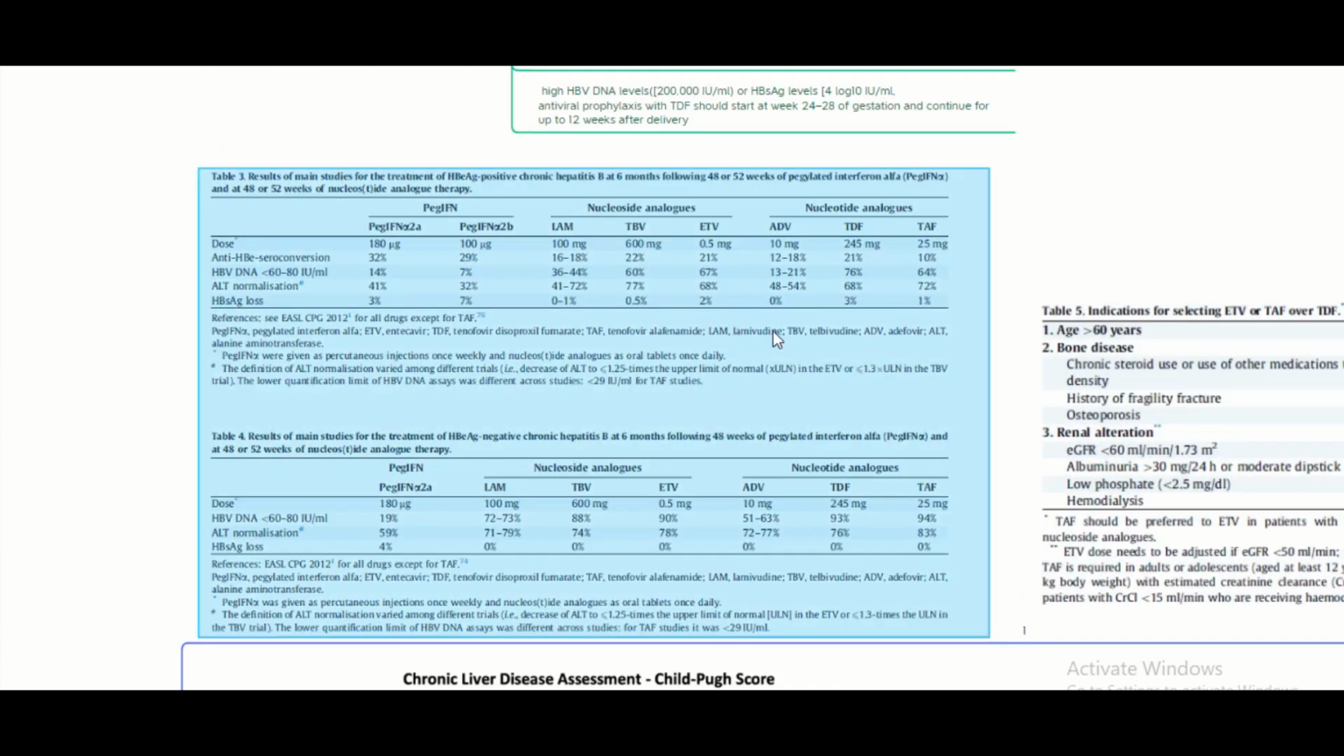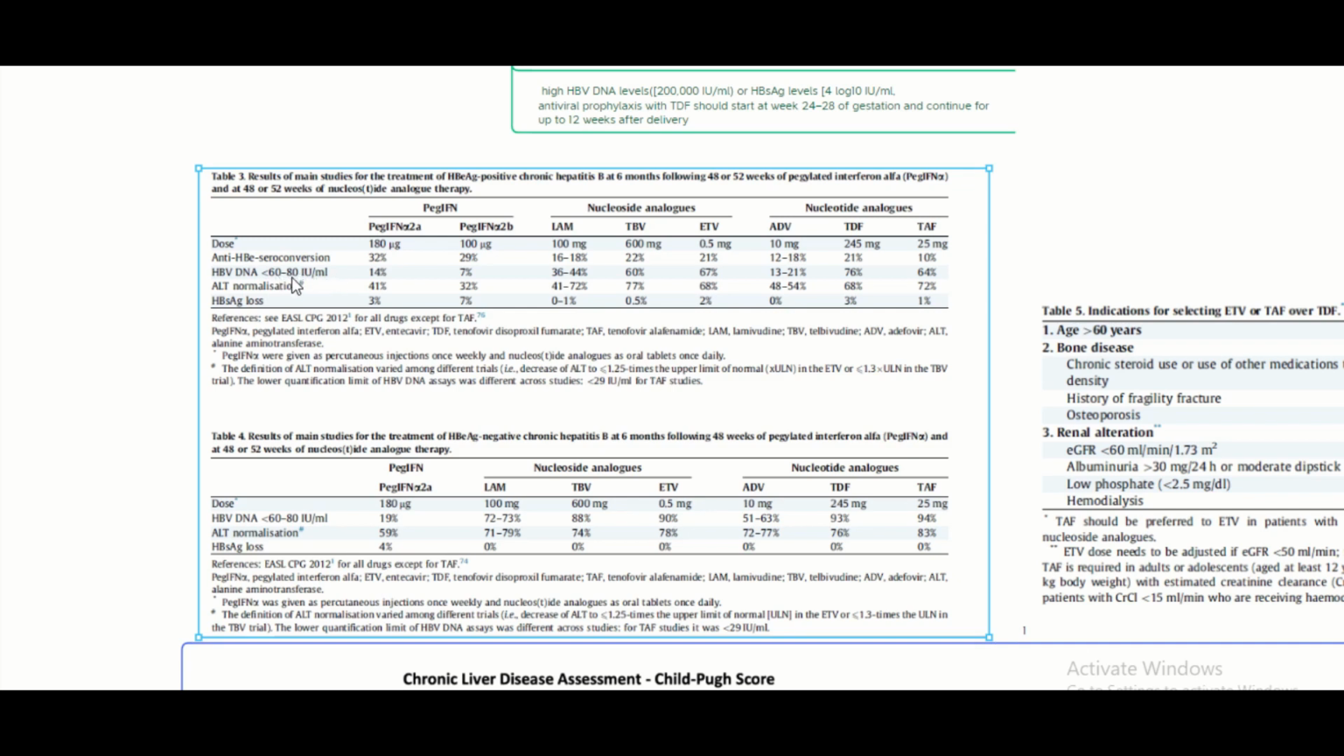If we have high DNA level of more than 200,000 units, or the HBs level is more than 4 log10 of a unit, antiviral prophylaxis should start at week 24 to 28 of gestation and continue for up to 12 weeks after delivery. This is important to prevent vertical risk of transmission.